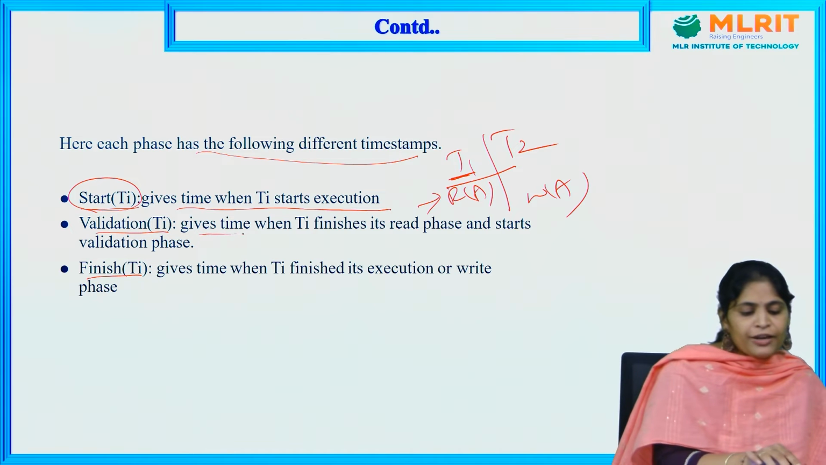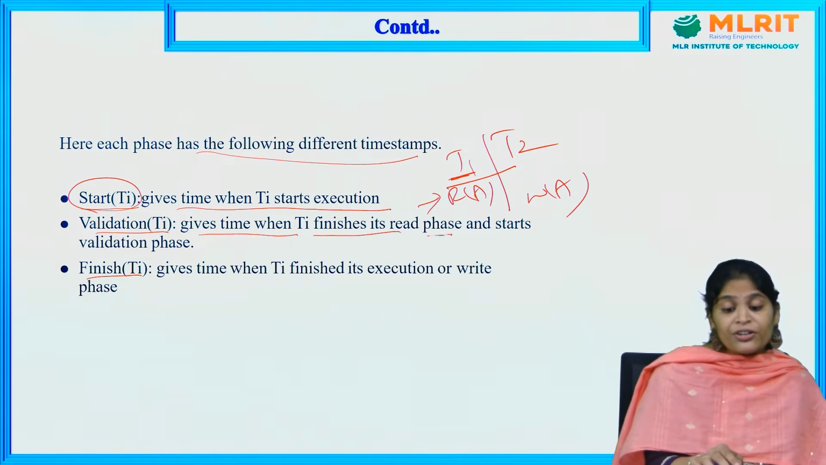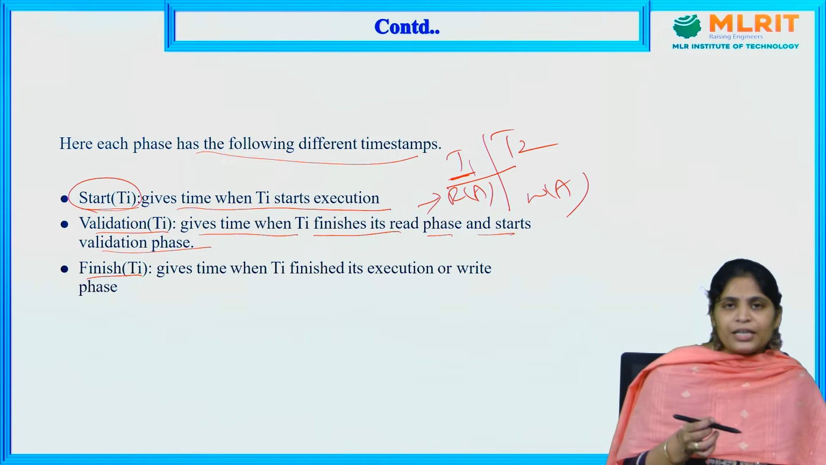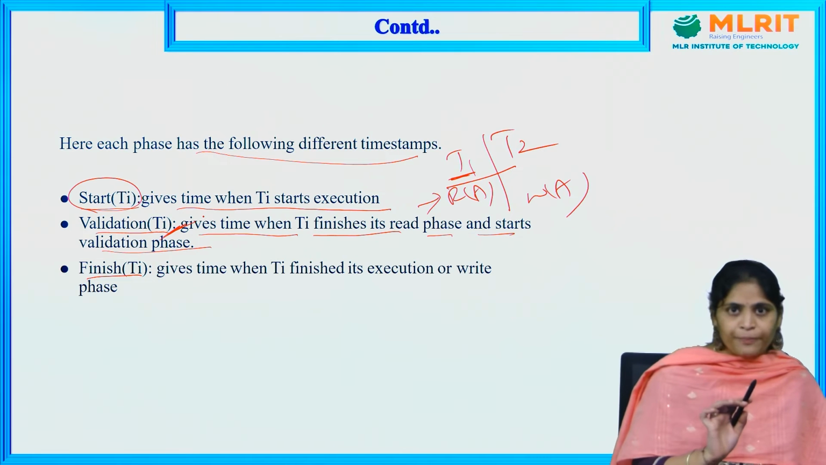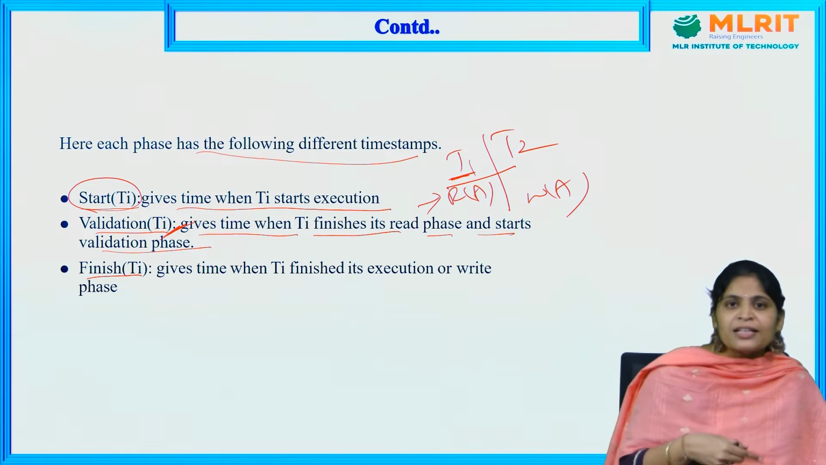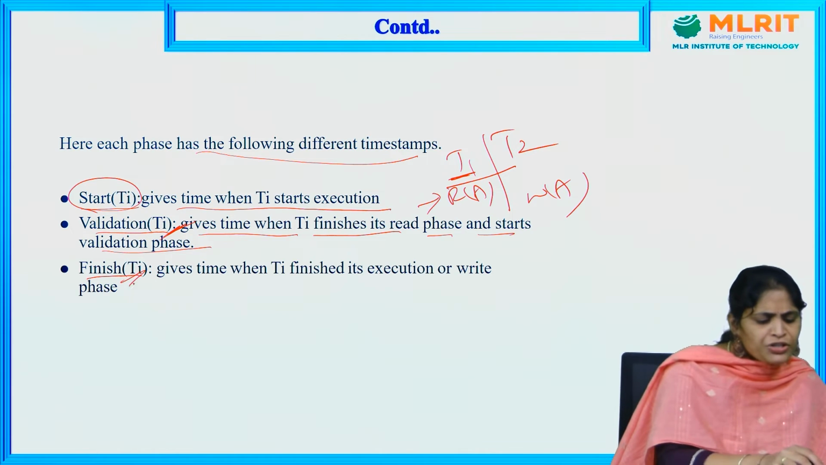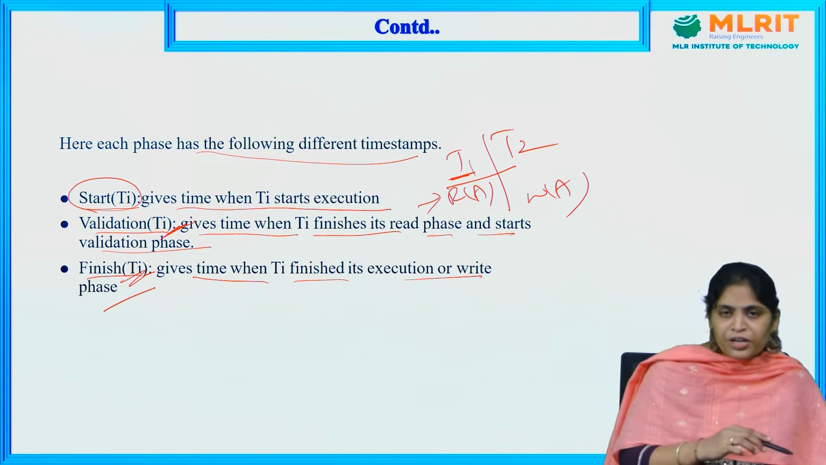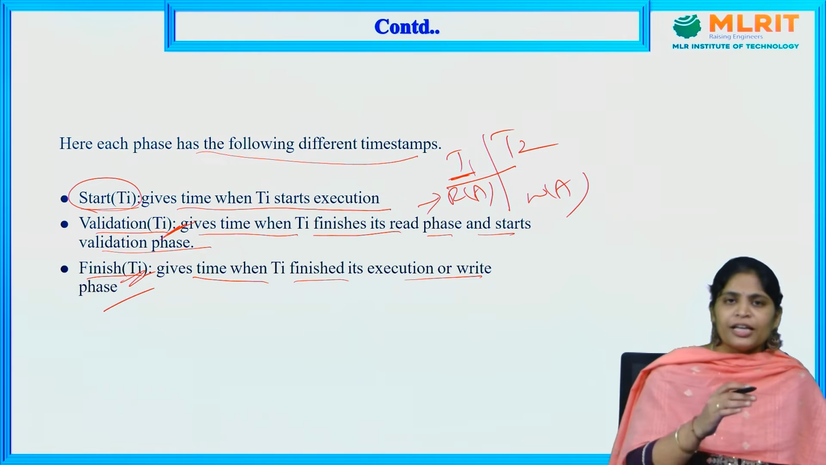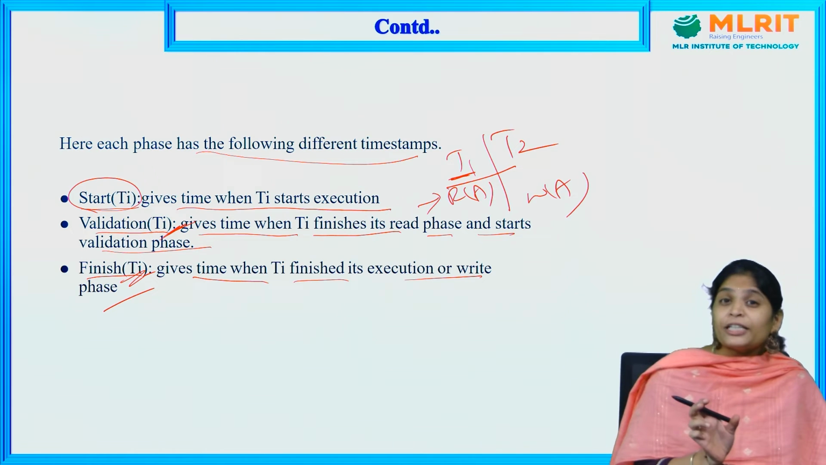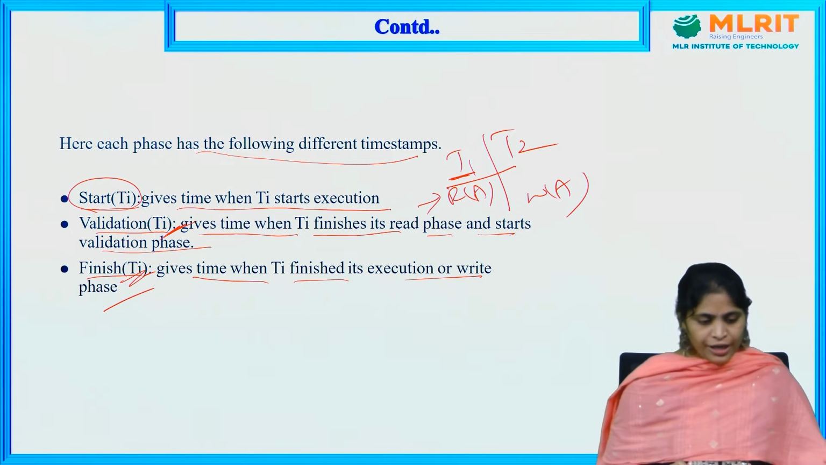Validation of TI gives the time when TI finishes its read phase and starts the validation phase. That means if it is going to update, then the validation phase will trigger. It ends the read phase, that means acquiring the values, and starts updating. What is finish of TI? This gives the time when TI finishes execution or the write phase. That means whenever it finishes its execution, it will update the data into the database. That is nothing but the commit phase.